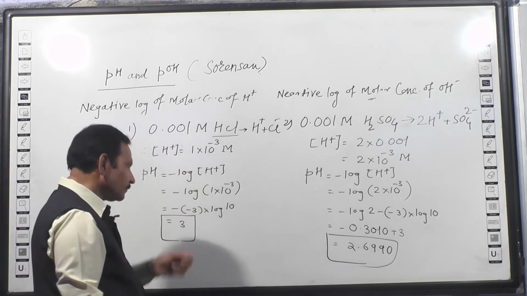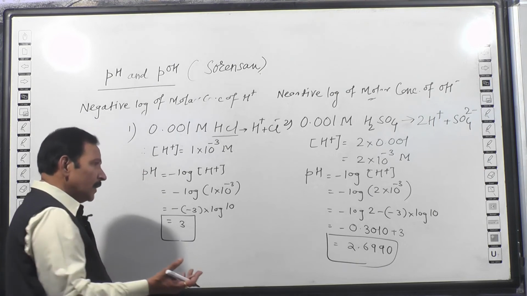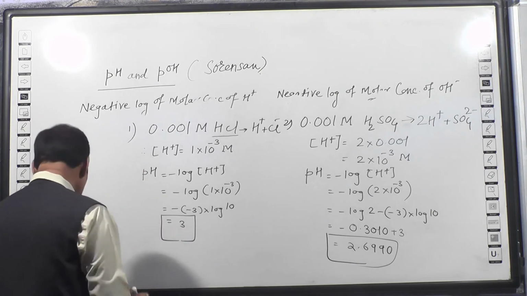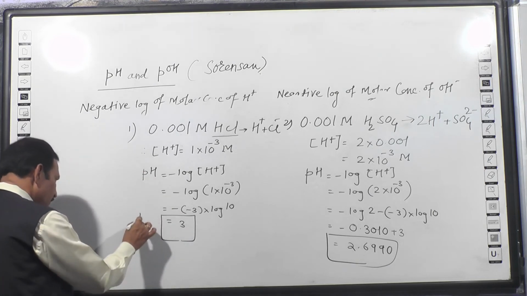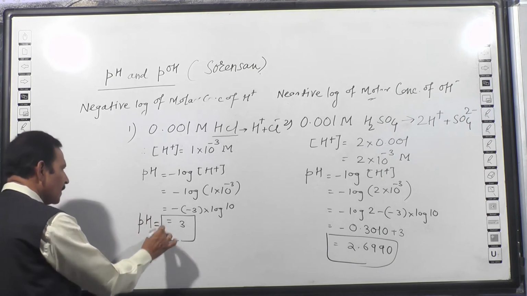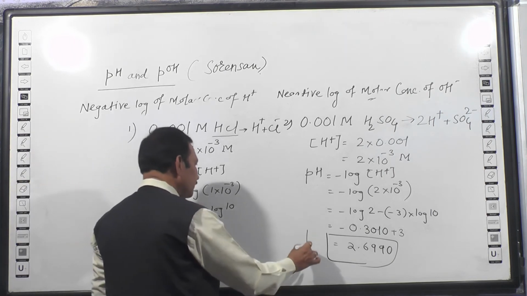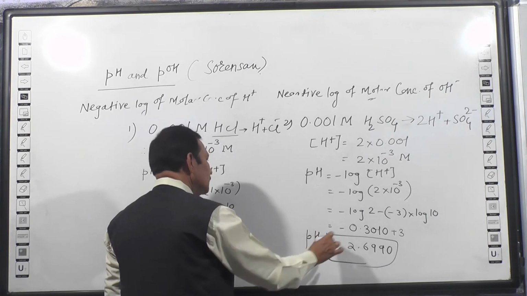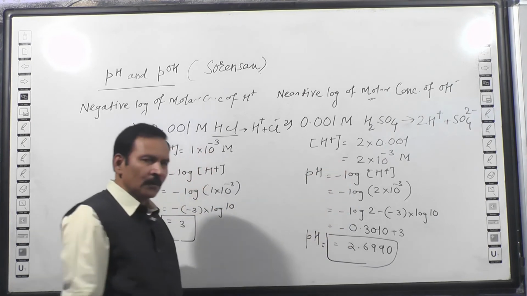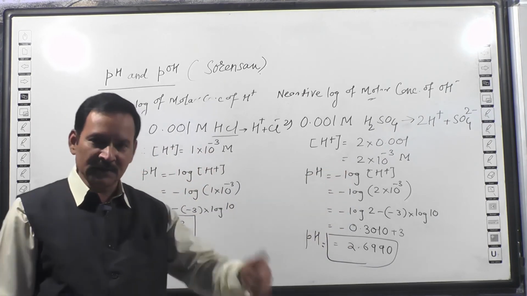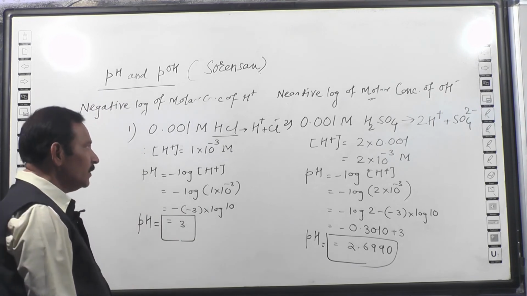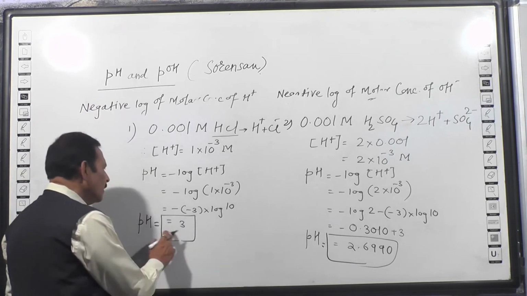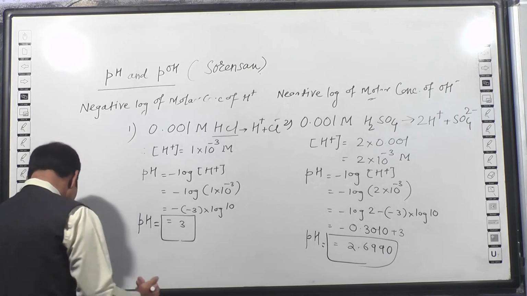Now, the reverse of this can also be seen. If the pH of an acid is 3 and if the pH of an acid is 2.6990, what is the H plus ion concentration? So we'll solve one. You can solve other by yourself.